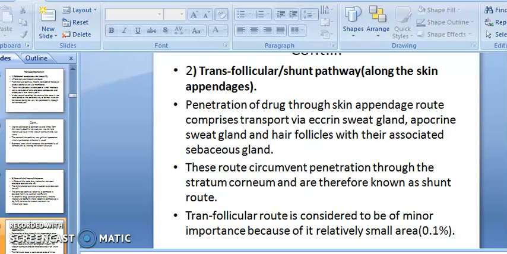The transfollicular route is considered to be of minor importance because it occupies a relatively small area. It has the minimum amount of surface area that can be taken into consideration.